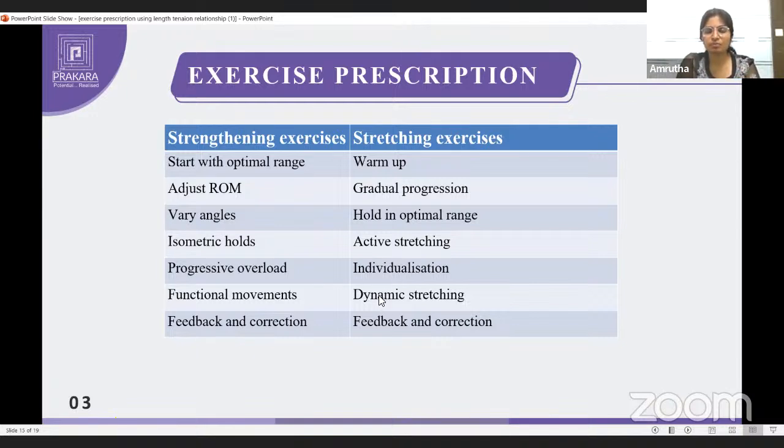Next comes dynamic stretching. Here also I have written again feedback and correction. Feedback and correction in stretching exercises is needed because the stretch is felt, that doesn't mean all the stretching exercises the patients are doing are correct.